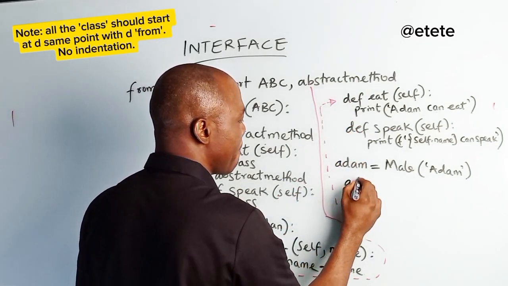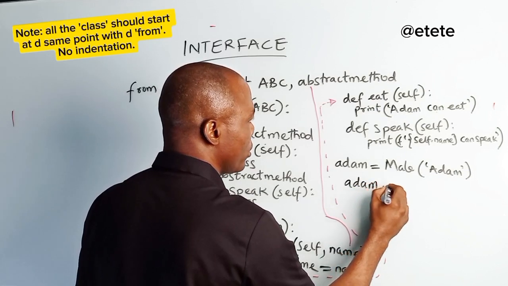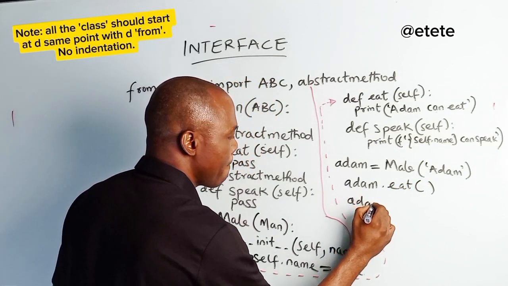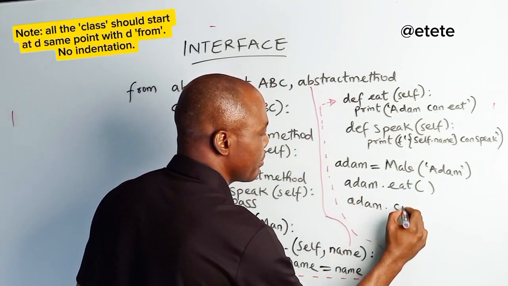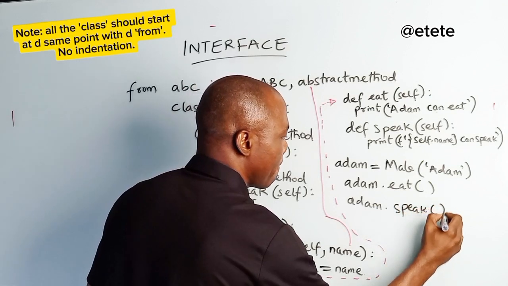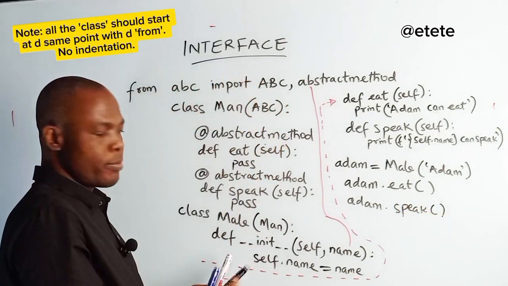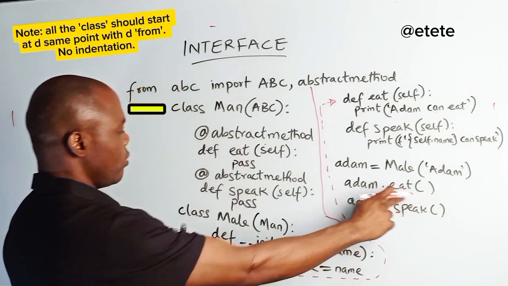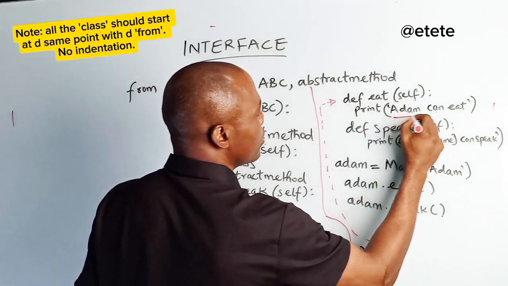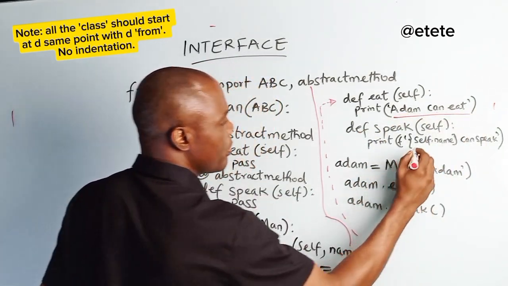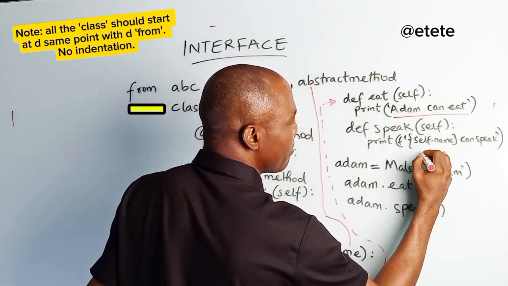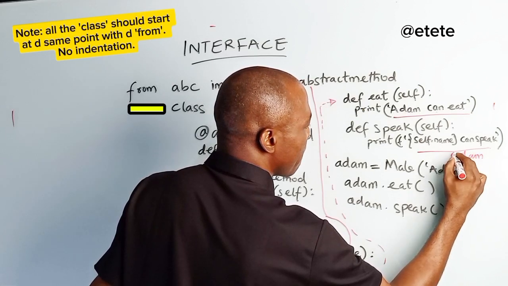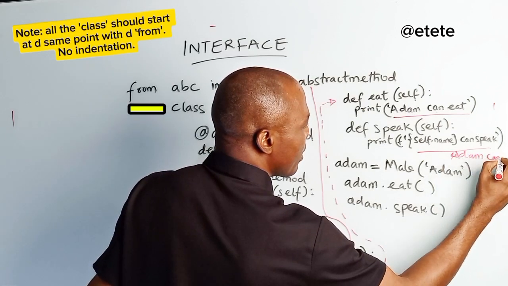So I can say Adam dot eat, and then I will say Adam dot speak. So when I execute this script, this one is going to print out Adam can eat in the garden, while this one will also print out Adam can speak. This one will print out Adam can speak.